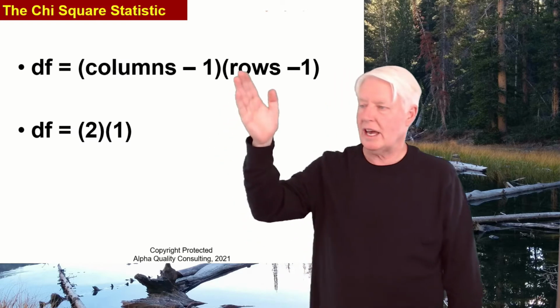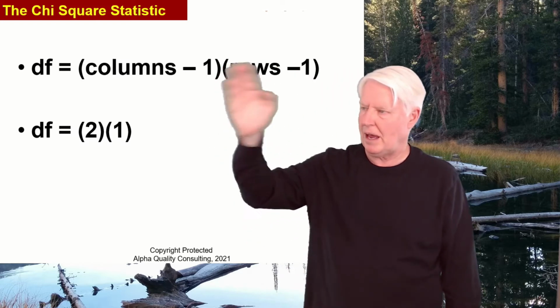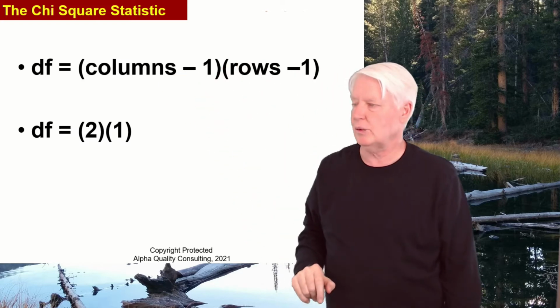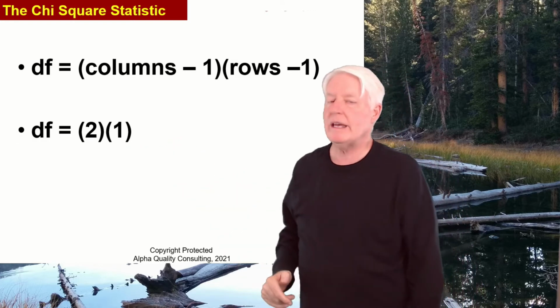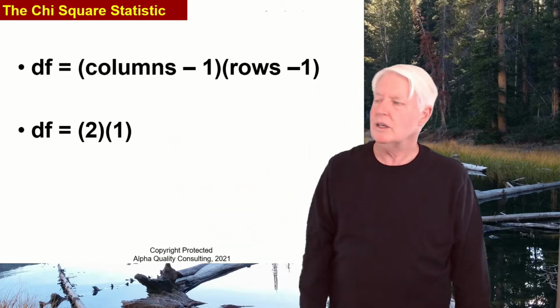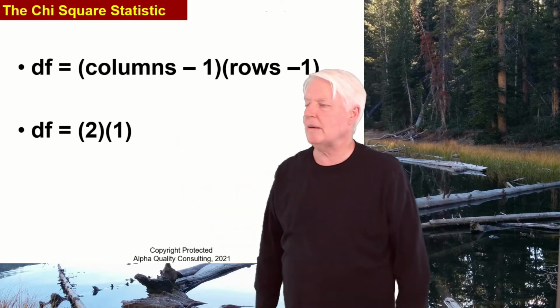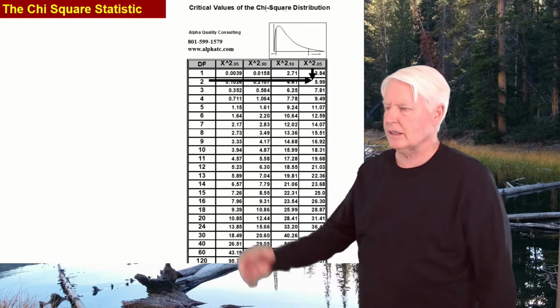Now sometimes you just have 1 row. If you do, you don't worry about that. You just use columns minus 1. But in this case, we have a degrees of freedom of 2. So let's go to that table and find out what our critical statistic is.